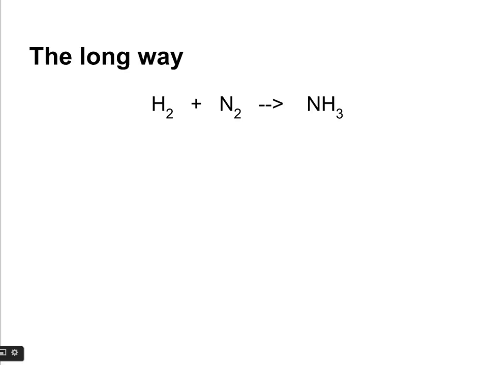Now we're going to solve the same problem using what I like to think of as the long way. You have to do longer dimensional analysis problems in this method, but we know we've got 5 grams of each reactant. So what we'll do is 2 separate dimensional analysis problems and take each one to grams of NH3. So we'll start with hydrogen.